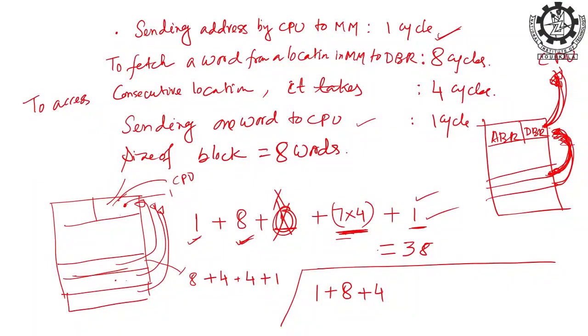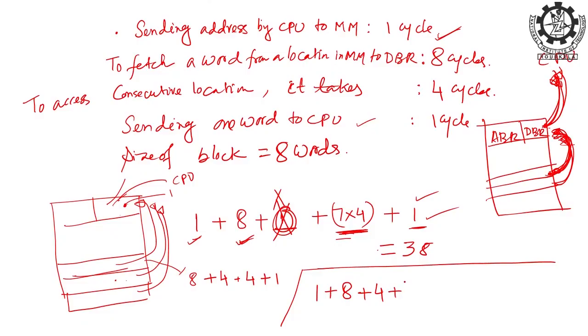So, 4 for accessing the second word from the memory module to DVR. Okay. So, first is already transferred. Now, you have the second word, that is 4 words in the 4 DVRs, and each one will take 1 cycle. So, how many cycles will it take? For each word it will take 1 cycle. So, you have 4 words, so it will take 4 cycles.